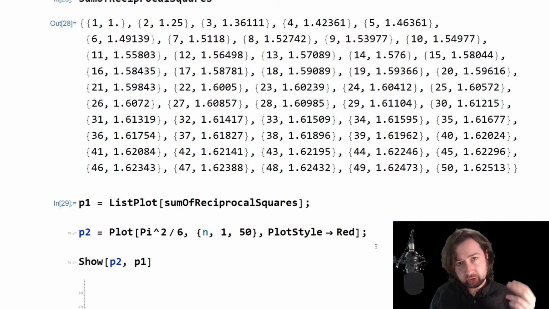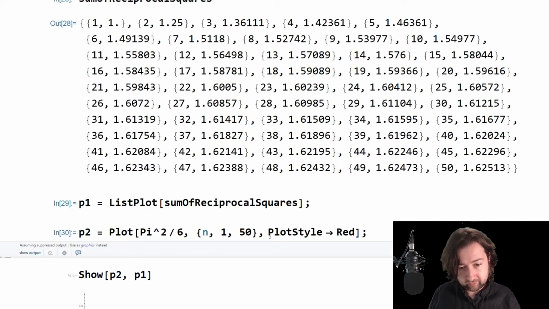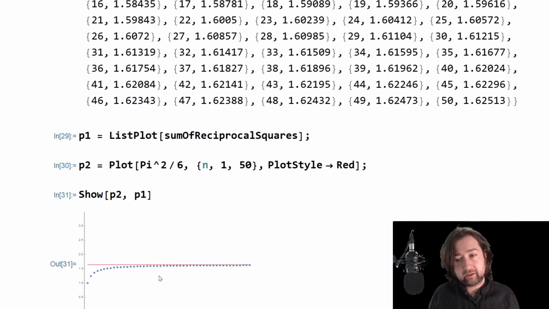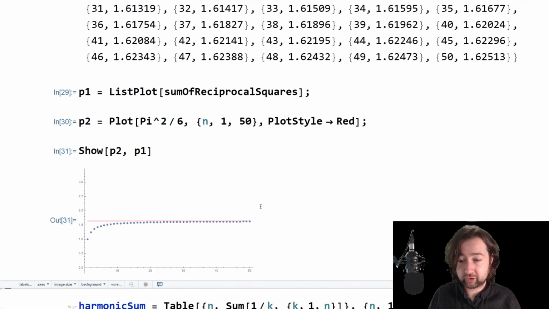Well, because I want to make two plots. One plot that shows this sort of asymptotic growth of the partial sums of this series, and a second that shows the asymptote that I already know is true for this series. So in this case, pi squared over 6. And so I've also made that into a red plot. And then if you use the command Show, if you feed the Show command multiple plots, what it does is it puts them on the same set of axes, which is a very, very useful thing to be able to do. So Show is very good for that.